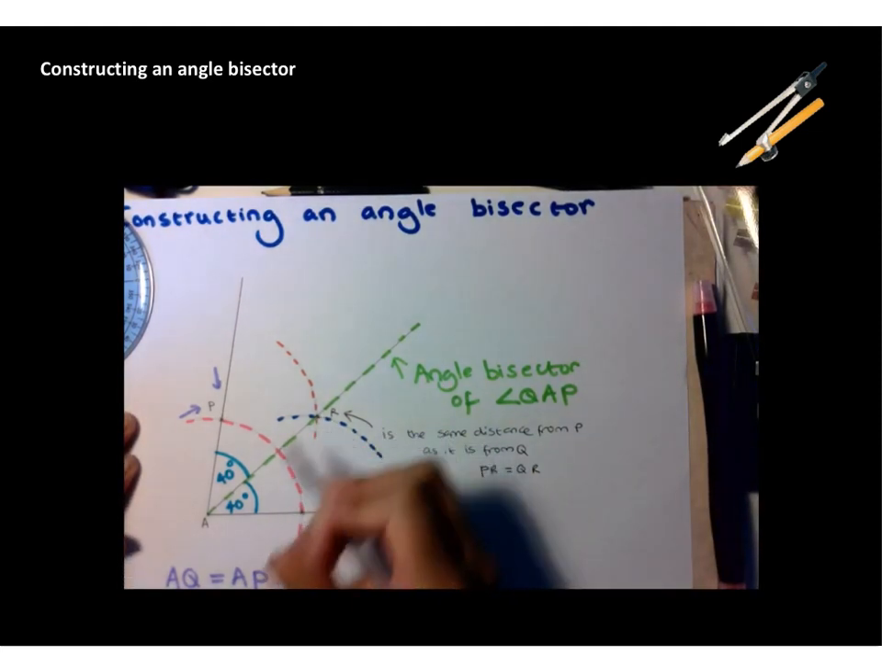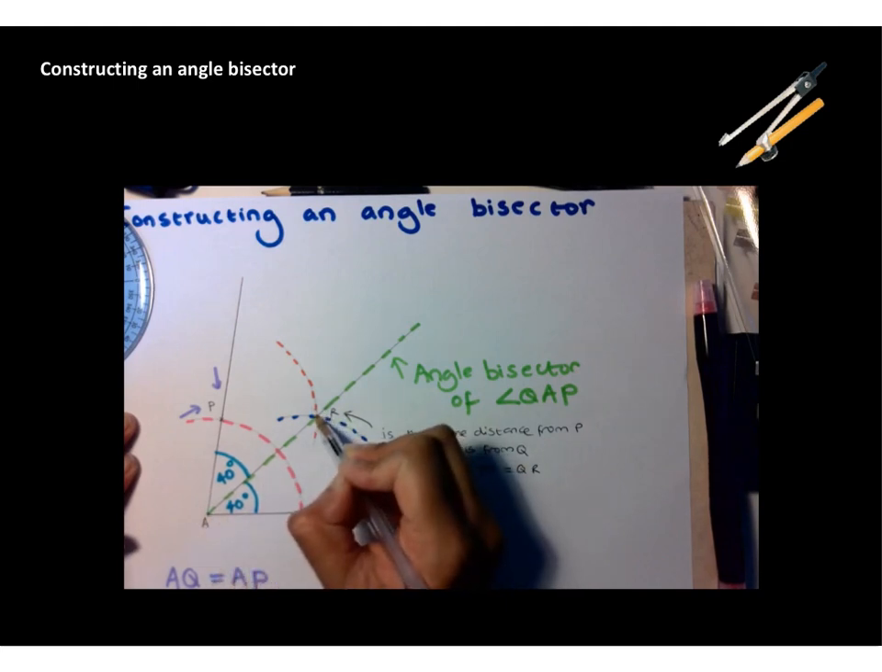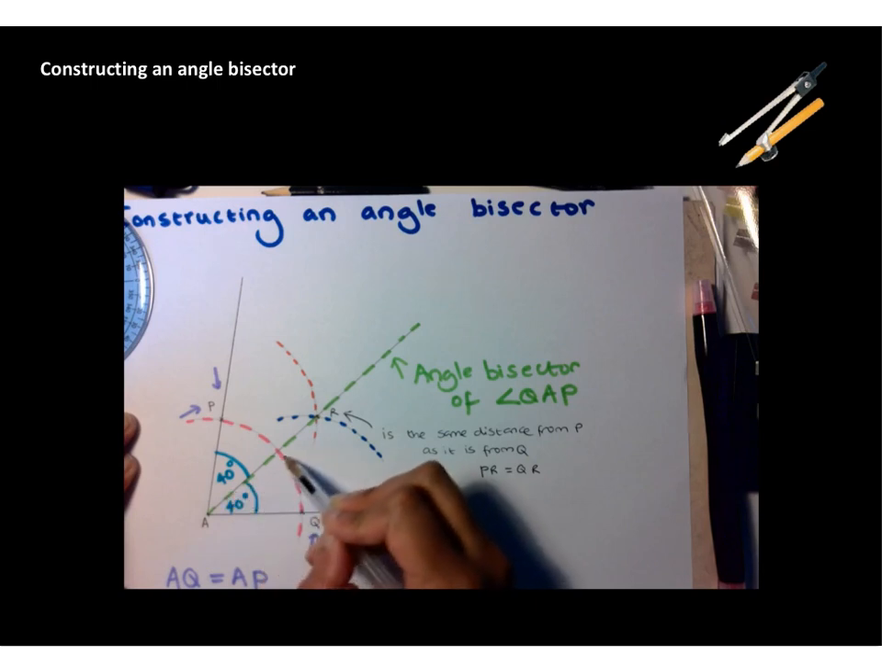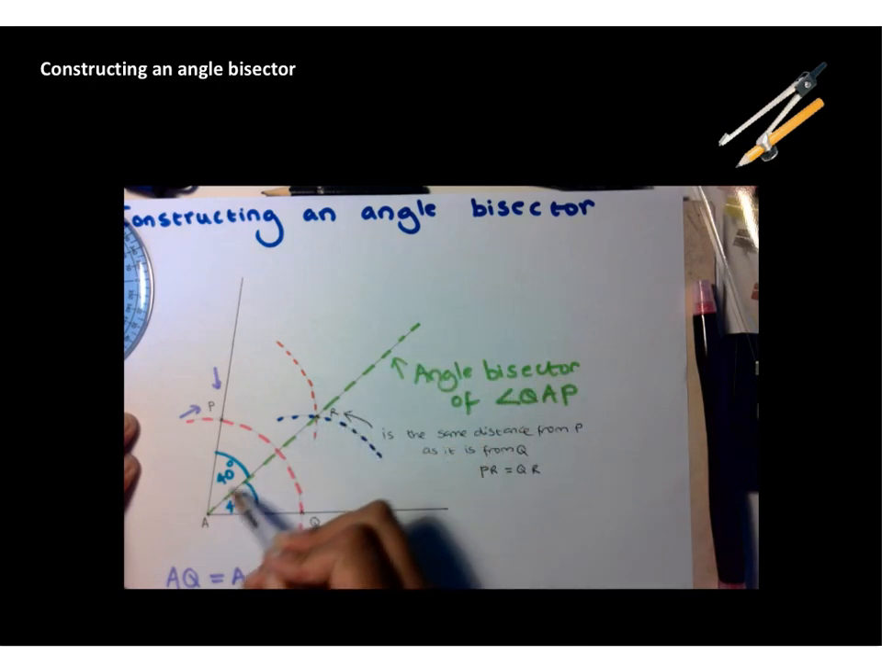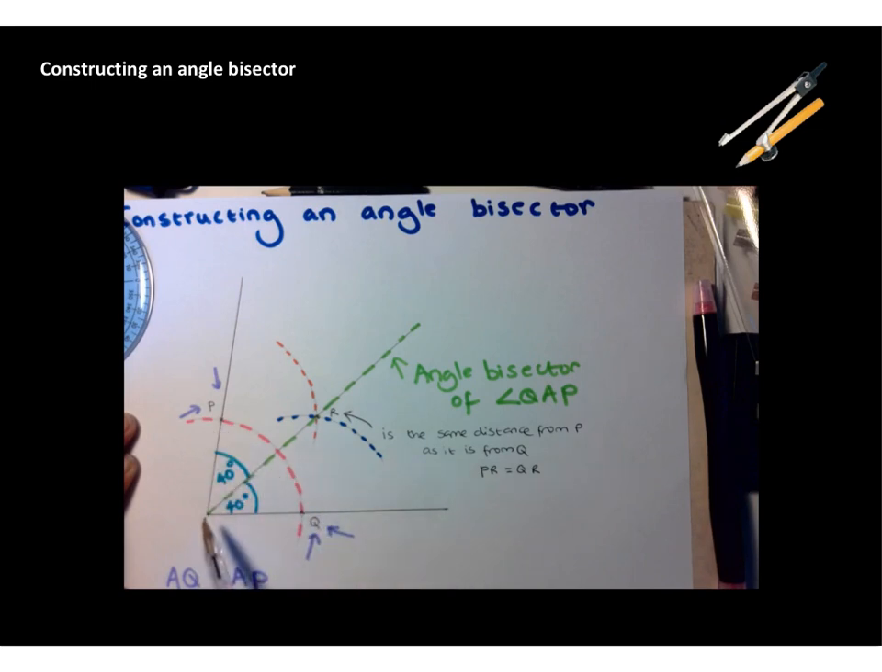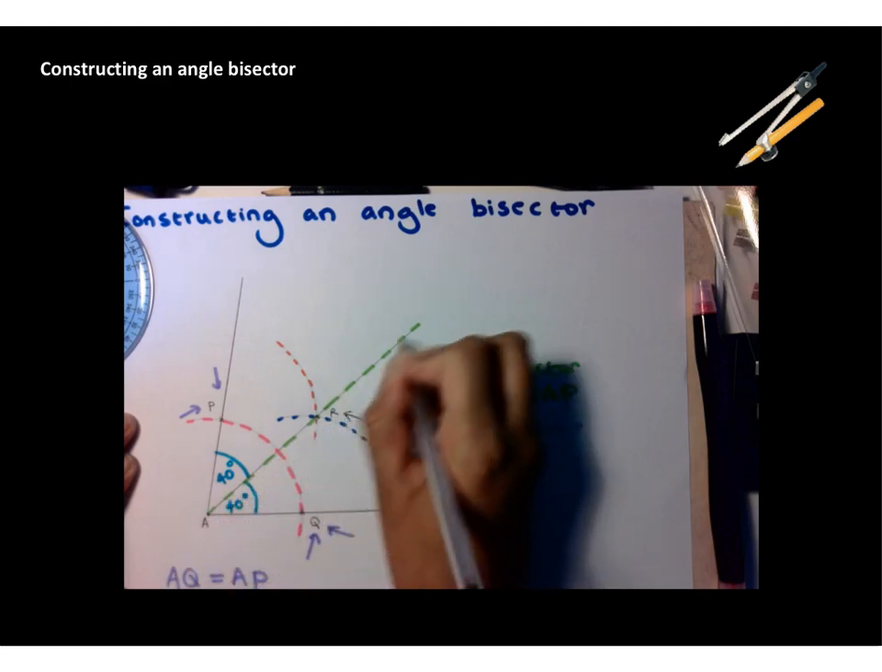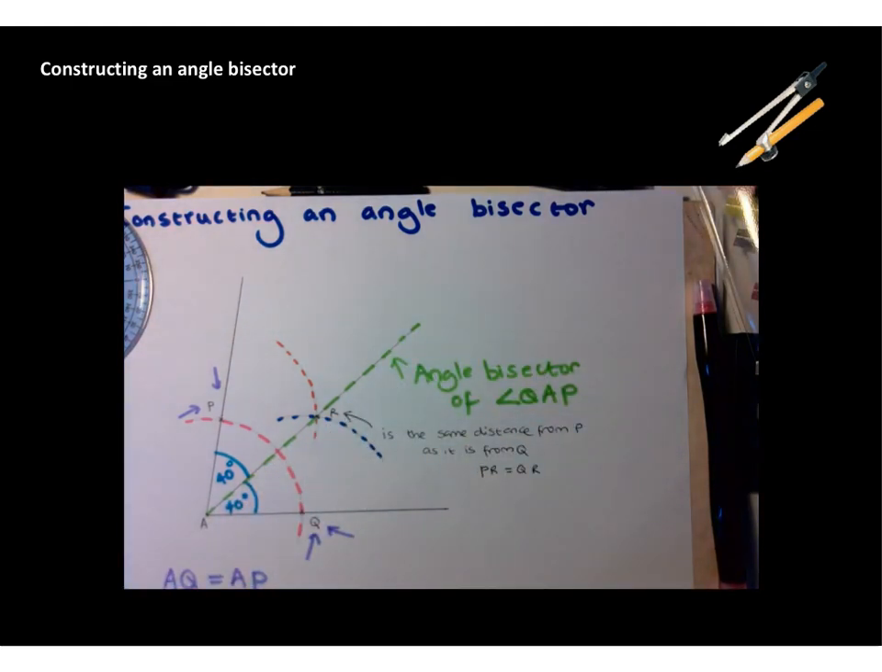And so when we join point A with point R, we're then finding all of the points on this green line here, which are exactly the same distance from A to P as they are from A to Q. And that then causes this angle here to be split in half.